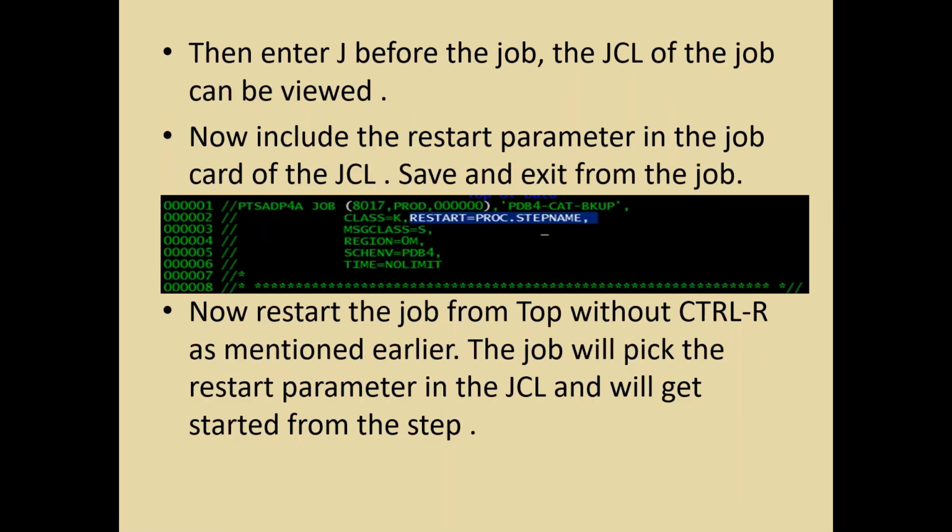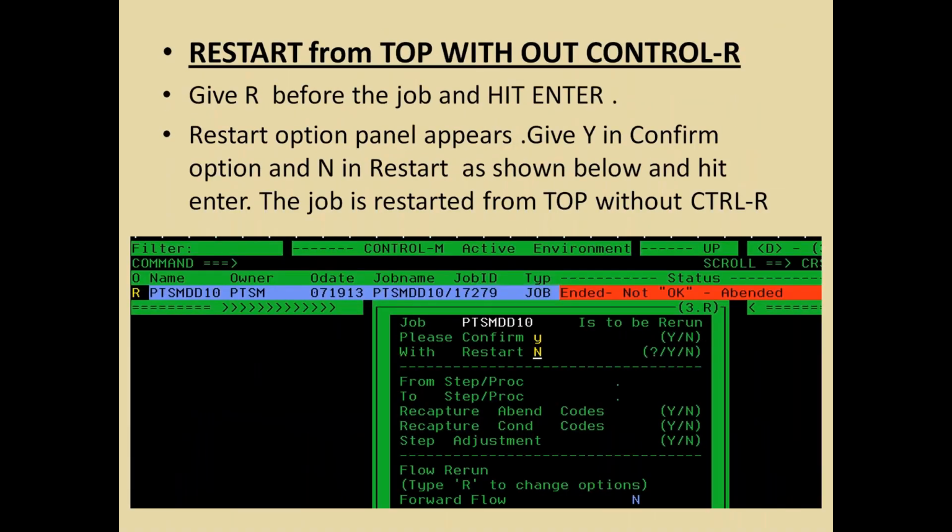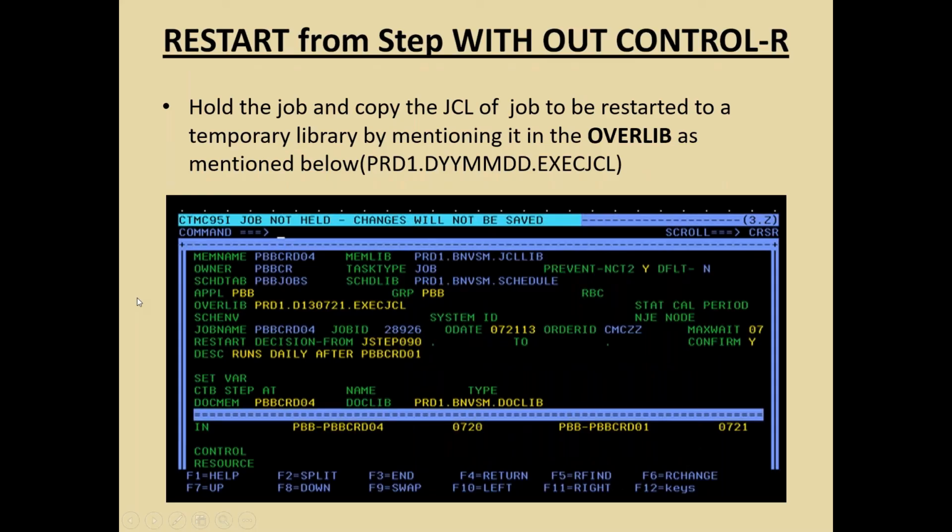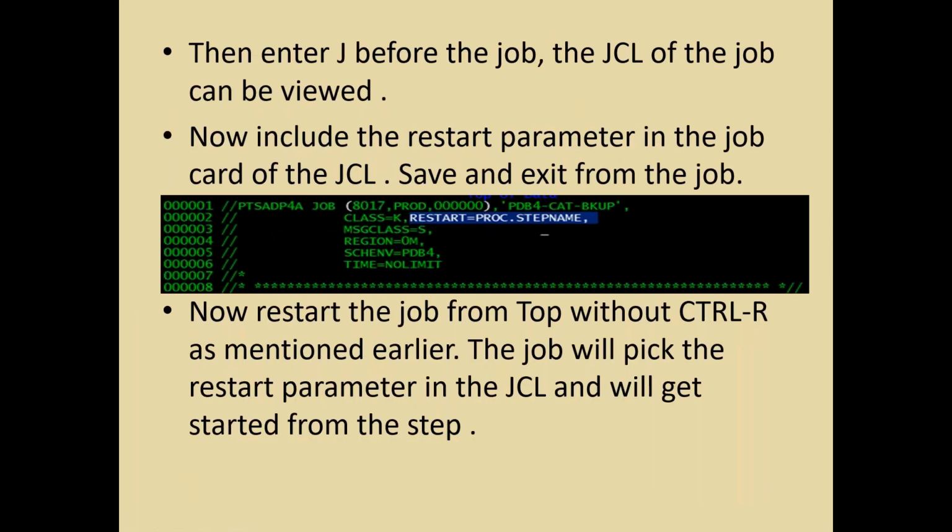Then enter J before the job. The JCL of a job can be viewed. See, here you are giving R, right? Instead of R, you give J. Once you give J, it will take you to the JCL of a job. Okay, now include the restart parameter in the job card of the JCL, save and execute.